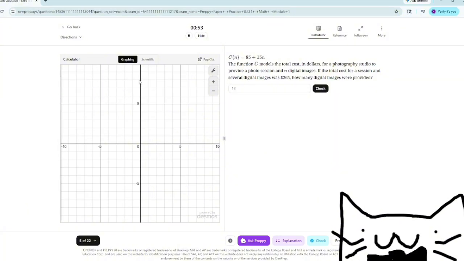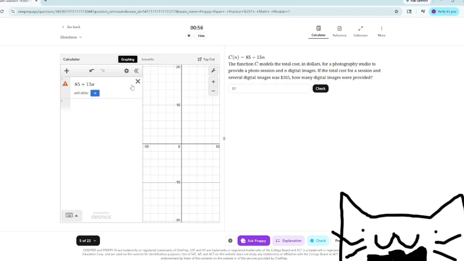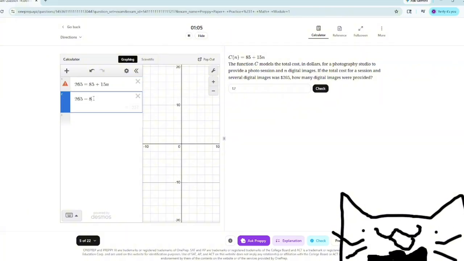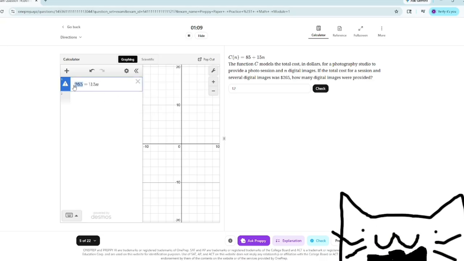You could also do it this way. With basic algebra, 265 equals 85 plus 15n. Subtract 85. All right, 180. So we have 180 on one side, and then we have 15n on the other. And then to get n by itself, that's what it wants us to find, right? You have to divide by 15. So 180 divided by 15 is 12. And it's the same answer we got from just plugging it in.